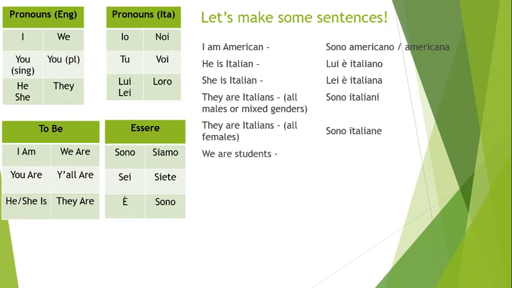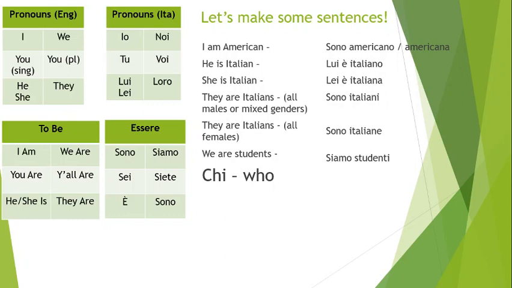We are students. Siamo studenti. And you can see that the i at the end is obviously plural, right? If it was just one, sono studente. But since it's plural, siamo studenti. Let's learn a new word real quick. Chi means who.